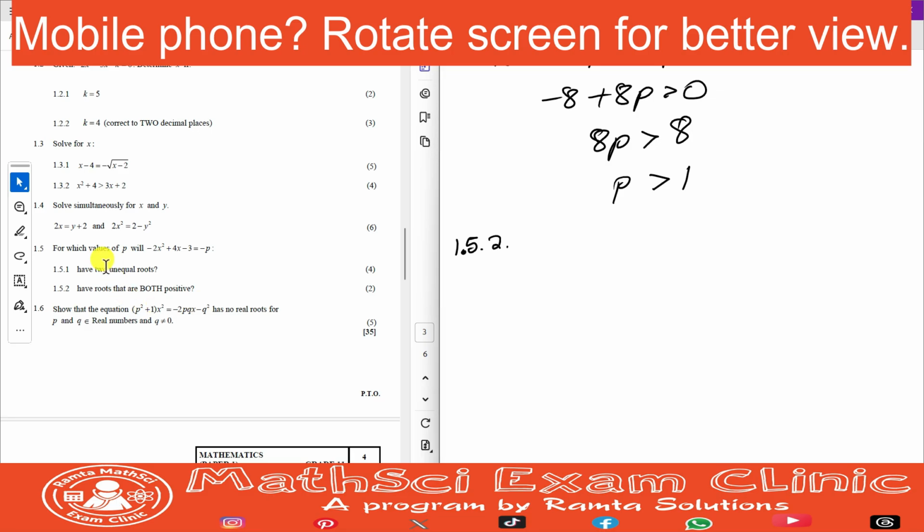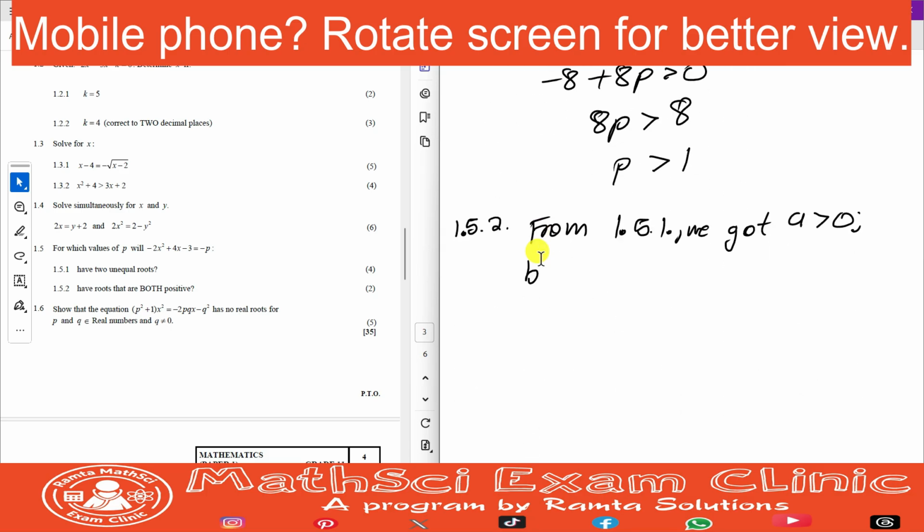1.5.2, for which values of p will this equation have roots that are both positive? To have roots that are both positive, let's understand this. From question 1.5.1, we got A being positive, B being negative. Yeah, B being negative.